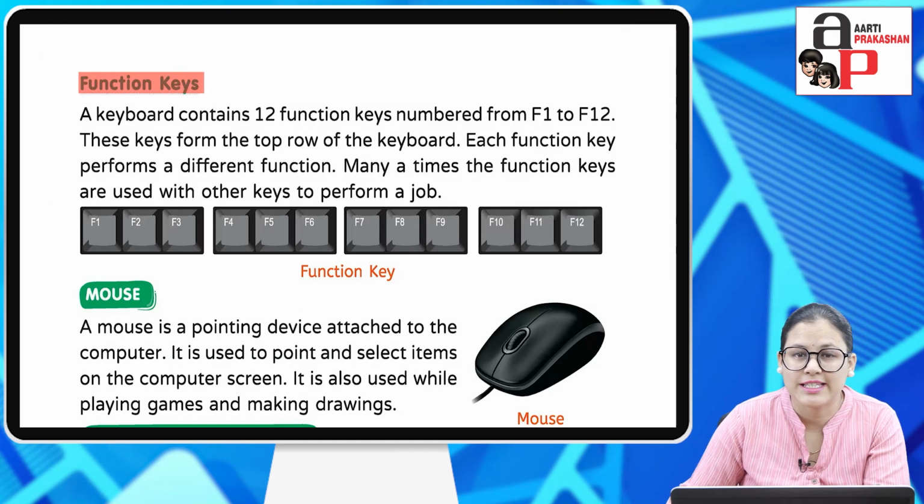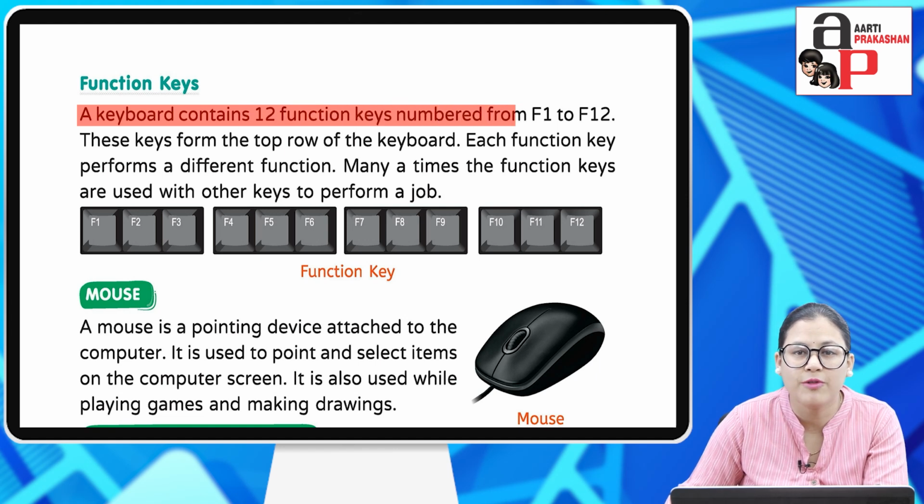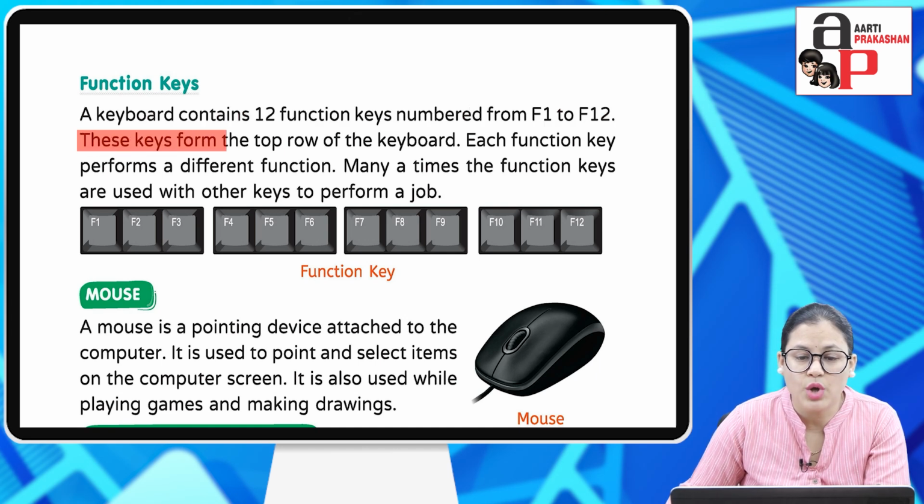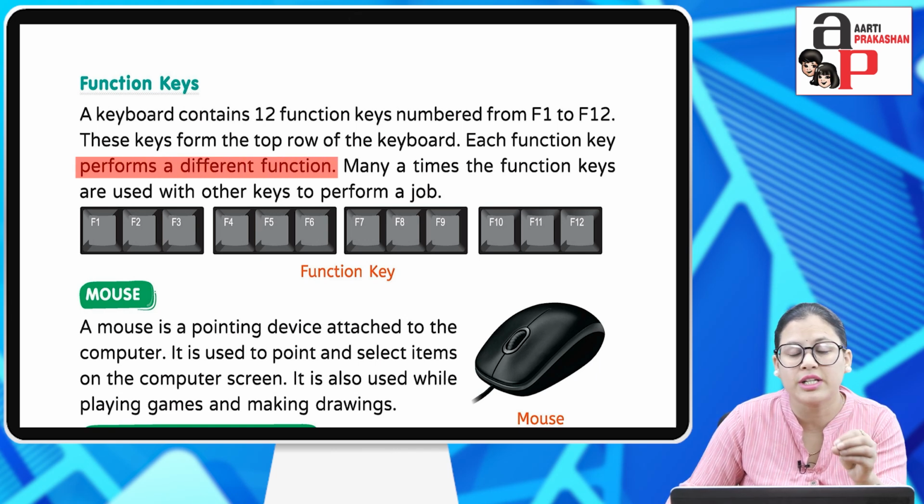Next, function keys. A keyboard contains 12 function keys numbered from F1 to F12. As you can see here in the picture, these are the function keys. These keys form the top row of the keyboard. Each function key performs a different function. Means there are 12 function keys and every key has a different and particular function.